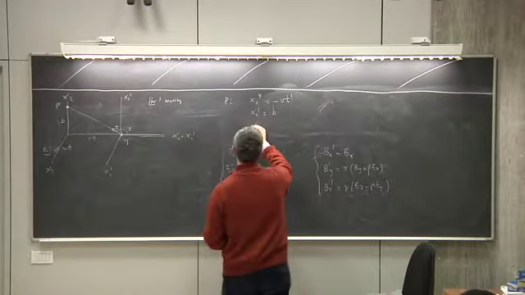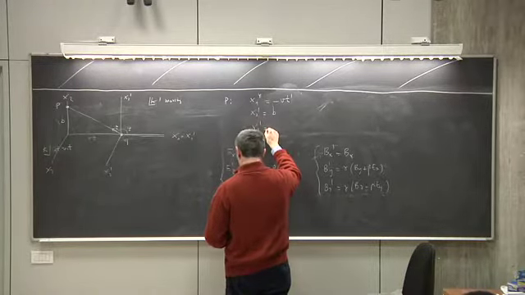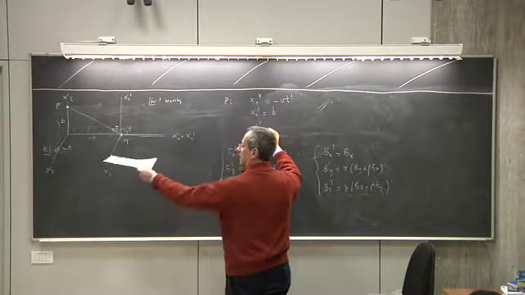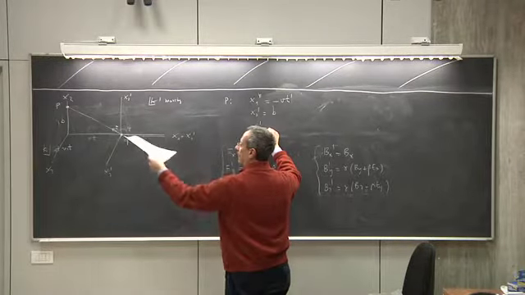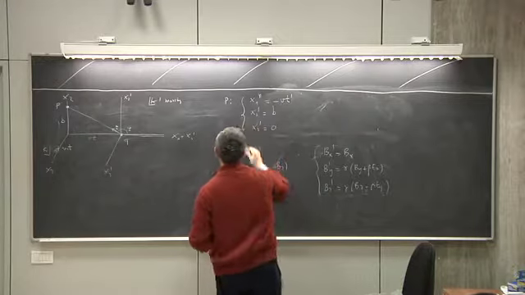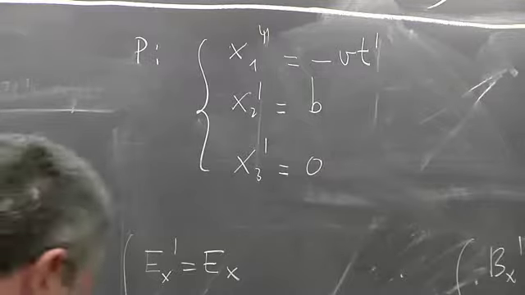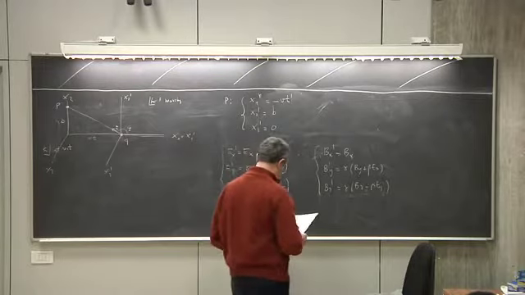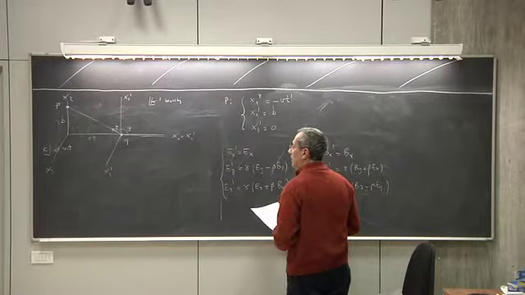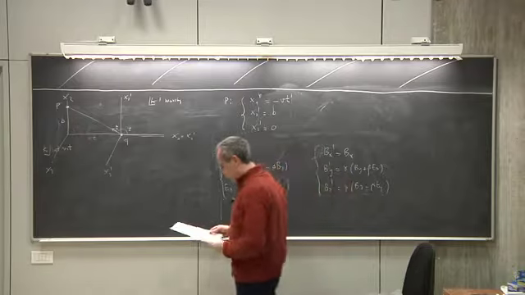And x3 is, well, I pick it on the axis x2, so this is just 0. So this is the position of the observer point, using the coordinates of the moving frame K prime, okay? So what is the electric field?